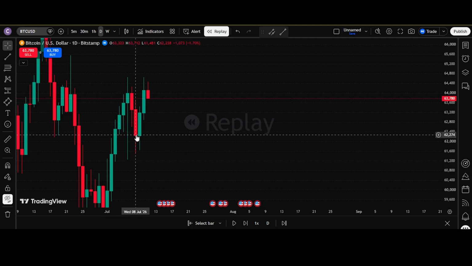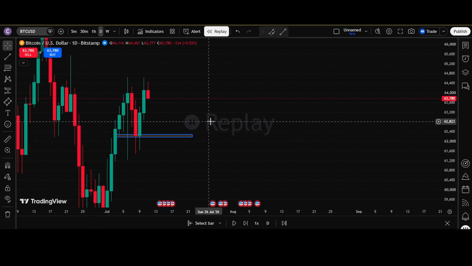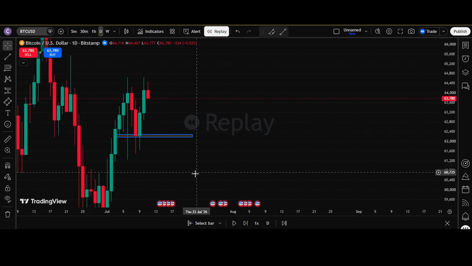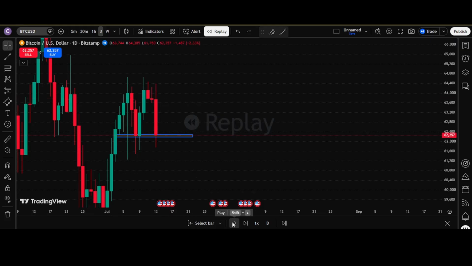As we did on weekly, let's now see an example of a liquidity sweep on the daily timeframe. Instead of the previous candle, we will analyze the liquidity sweep of a zone on the daily timeframe chart. Here, we can clearly see the market respected this level at 62 to 65. So we will mark it as a zone first, and wait for the market to come to this level. Here, on the 13th July 2026 candle of the daily timeframe, the market swept the liquidity of the zone.